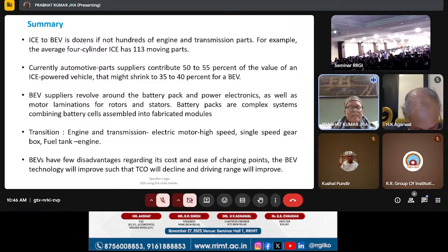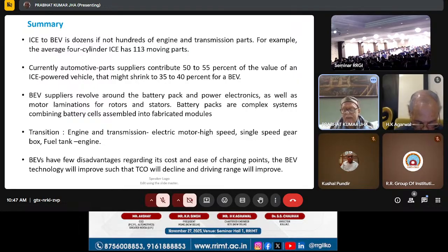So BEV has new disadvantages regarding its cost and ease of charging points. Please remember one thing: if the battery discharges below 10 volt, the battery management system fails and may block recharging for safety reasons. So if you use the lithium ion battery in battery electric vehicles and it goes below 10 volts, then you will not be able to charge it again. So be careful about this.